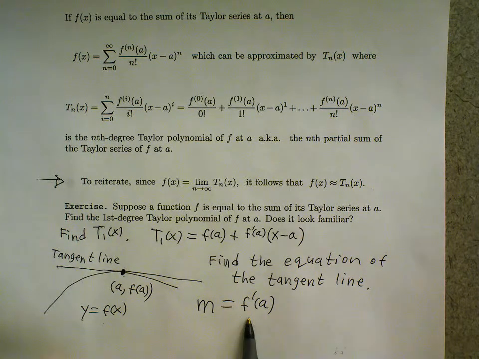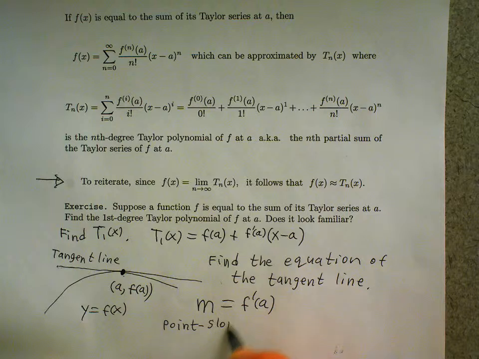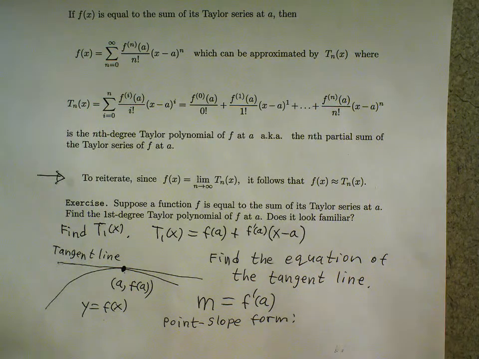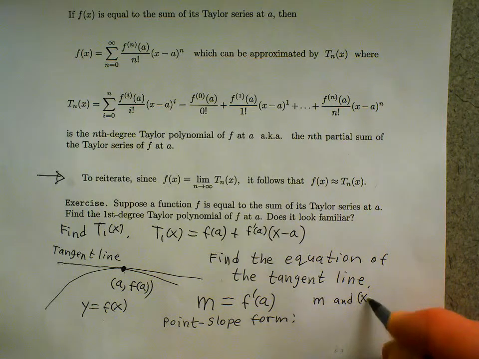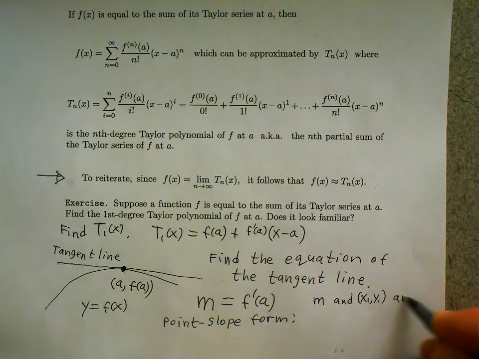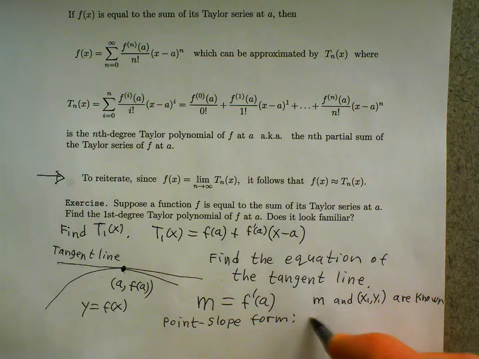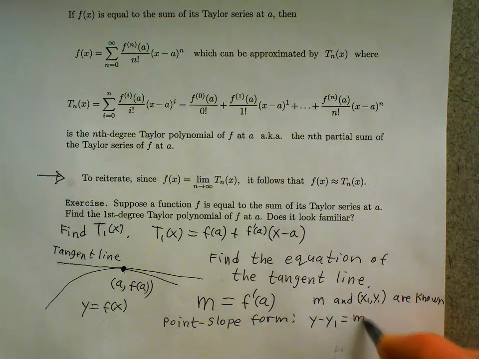All right, so what can we do next? We have the slope of the line, f prime of A, and we have a point on the line. So we can start by using the point slope form for a straight line. The point slope form can be used if we know the slope and the x and y coordinates of a point on the line. Then the point slope form is y minus y1 equals m times the quantity x minus x1.